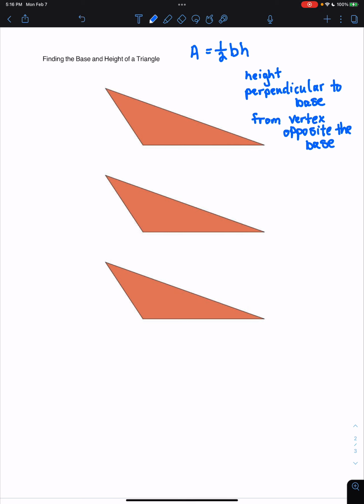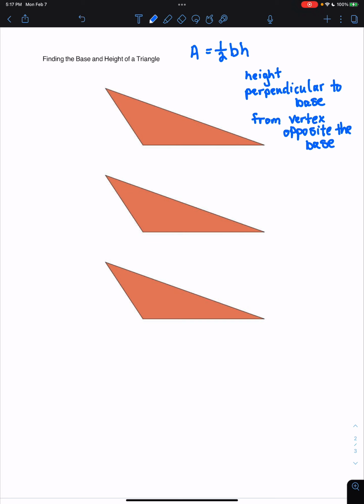Okay, so first of all, let's talk about perpendicular. If you remember perpendicular lines, it means that they are related to each other by a 90-degree angle. So the base and the height have to be related to each other by a 90-degree angle. And then also the height has to come from the vertex. And remember, vertex is that intersection in the middle of the angle there, of the 2 sides of an angle. So we're going to look at the vertex that is opposite the base.